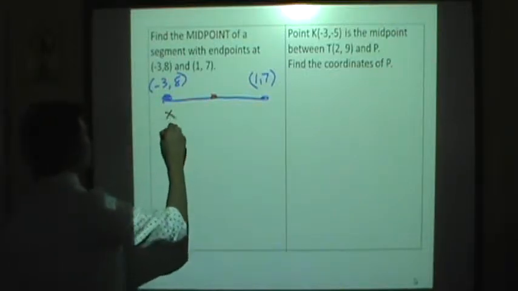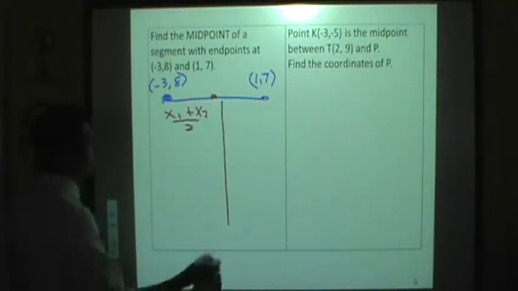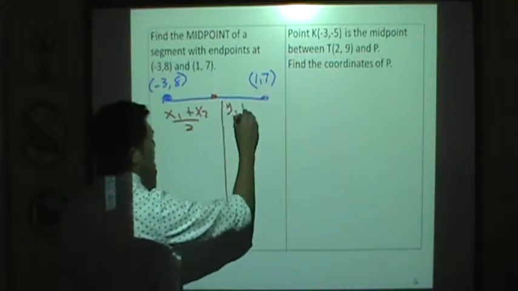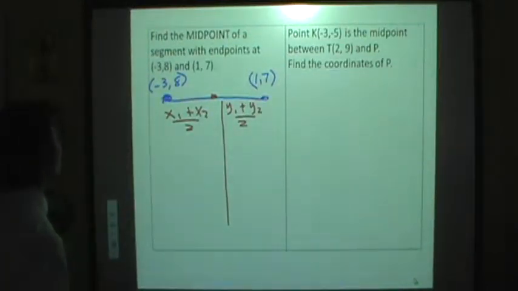Now I remember the formula is (x1 plus x2) divided by 2, and we're solving for x. The second one is (y1 plus y2) divided by 2, and we're solving for y. So let's solve for x.